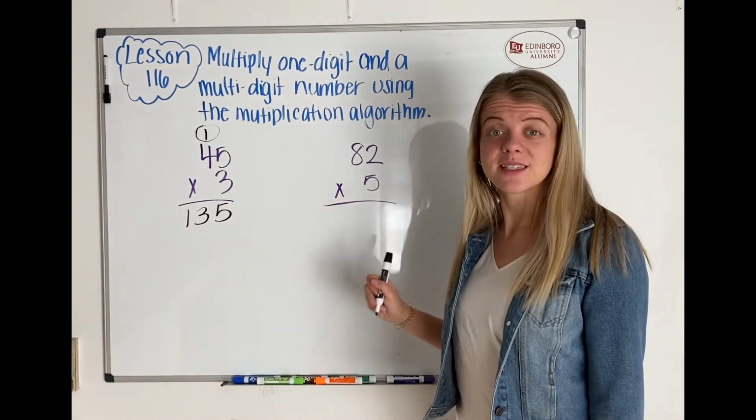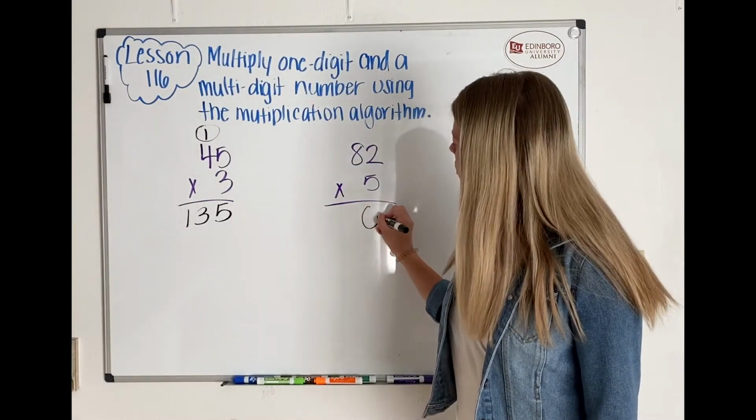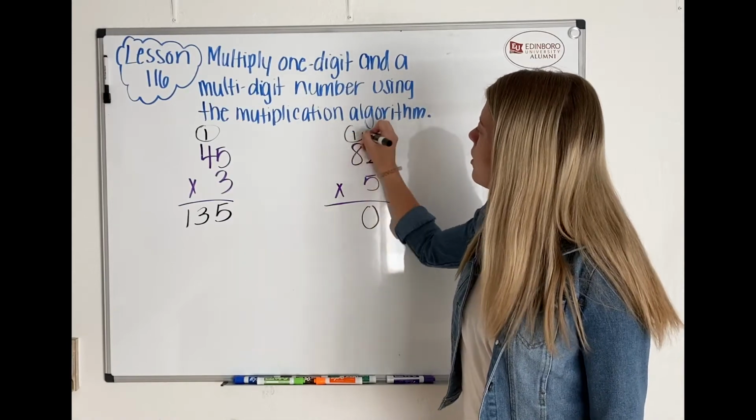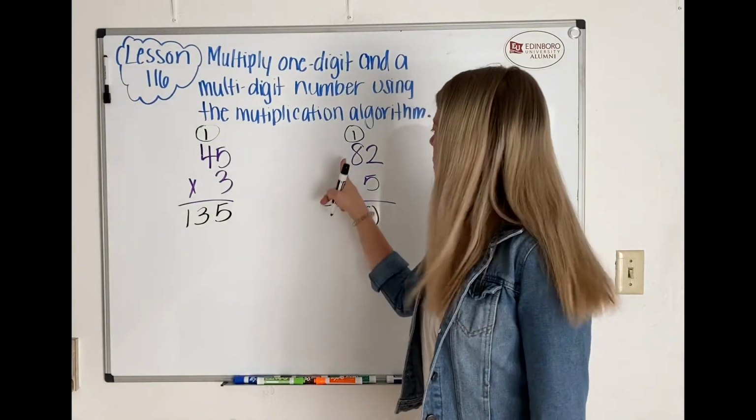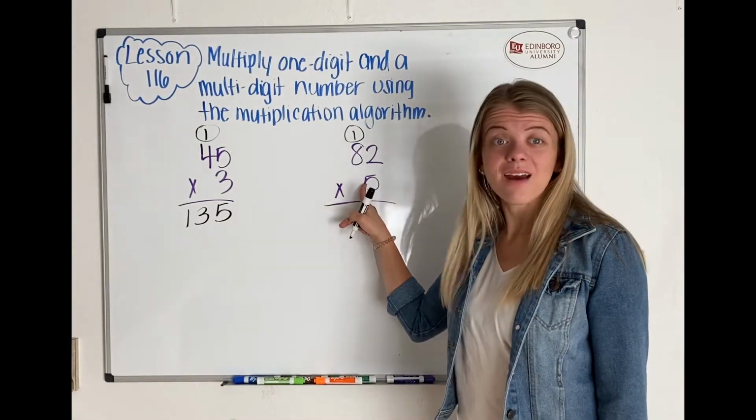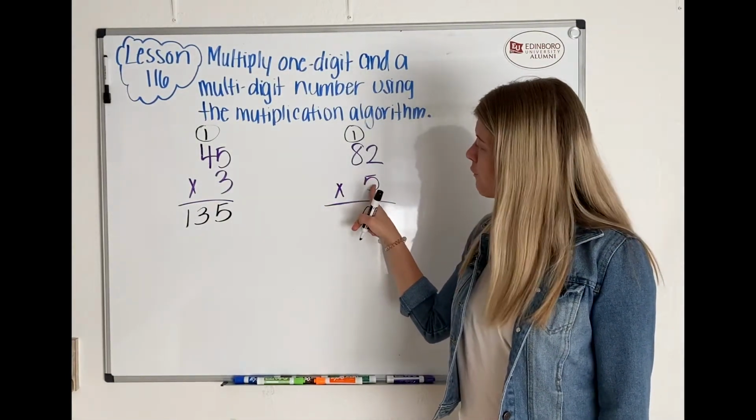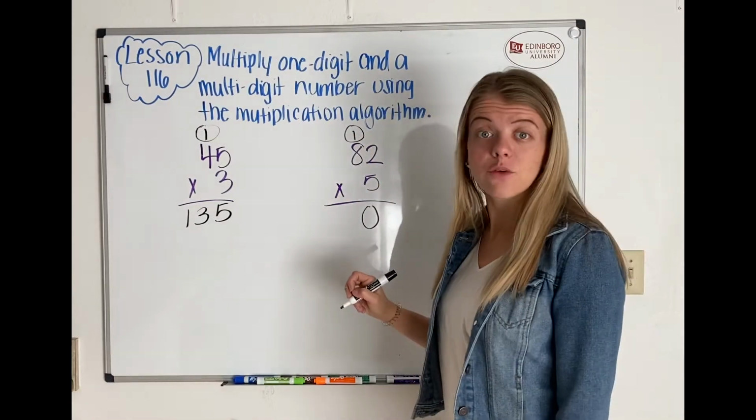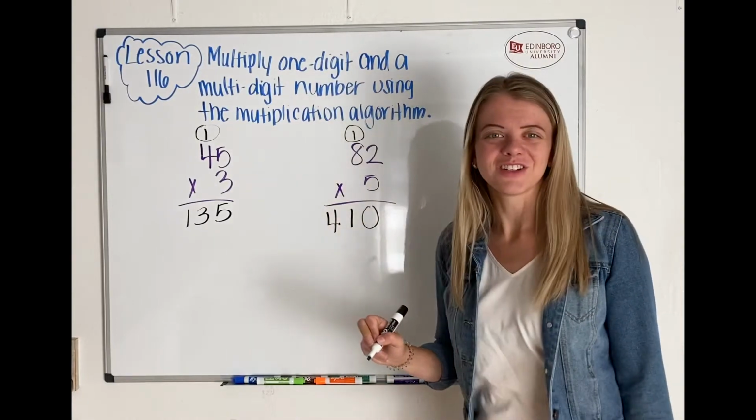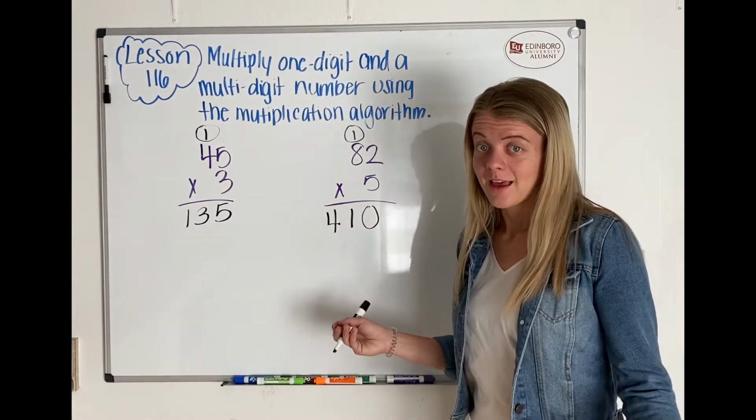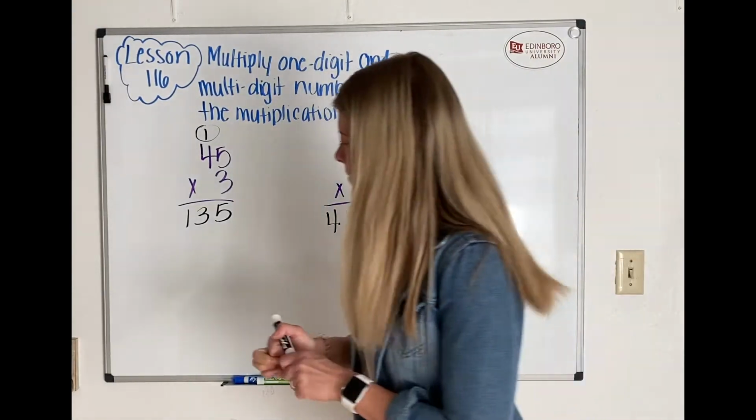Let's do it with this one as well. 2 times 5 is 10. So I'm going to put the 0 down here and the 1 in a bubble. Remember, the number in the circle I add. So 8 times 5 is 40. 40 plus 1 is 41. 410. Got it? Let's try one more.